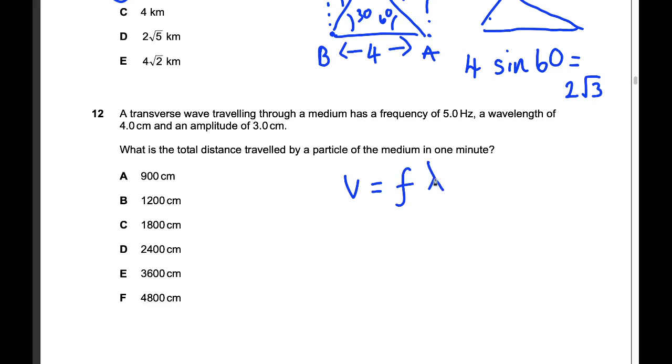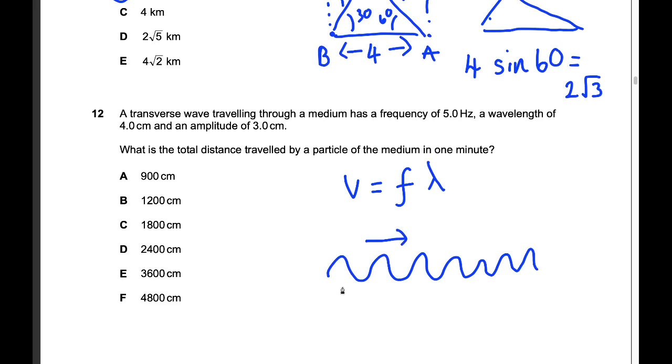Okay, you don't actually need to do that here. It's not asking anything about the velocity of the wave itself. It's asking about the total distance traveled by a particle of the wave. So think of this as I drop a stone into a pond and I create ripples on the surface. Those ripples pass along like this, and they keep moving that direction with this wave velocity.